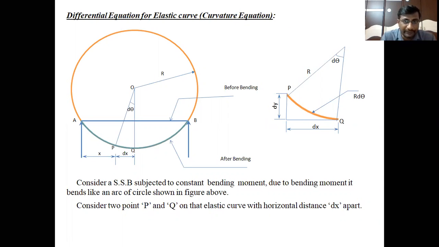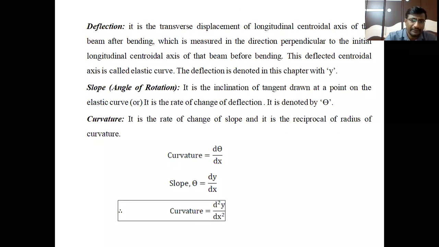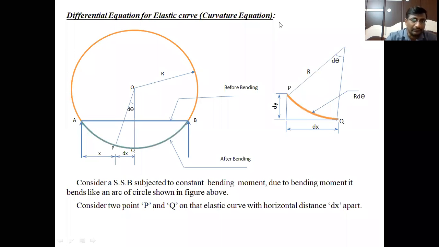So let us derive the curvature equation for this beam. The differential equation for the elastic curve is also called the curvature equation. I have already written that curvature is equal to d square y by dx square. This is the curvature. What is the curvature equation? In the next slide we are going to derive that curvature equation. It is also called the differential equation of an elastic curve.